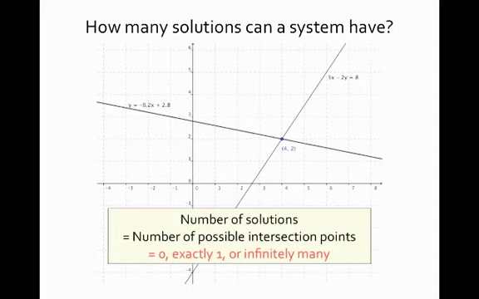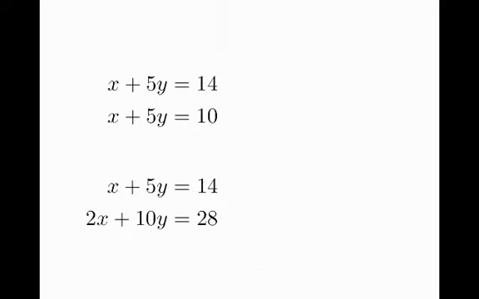So the only other option is that those lines might coincide with each other, which means we'd have infinitely many. So a linear system can have either zero solutions, exactly one solution, or infinitely many solutions, but no other options are available. Some examples of these other two kinds here. This first one is a system that has no solutions at all. We say the system is inconsistent if it has no solutions.